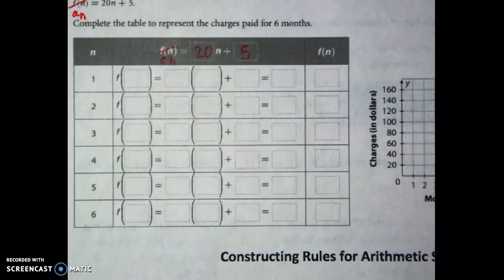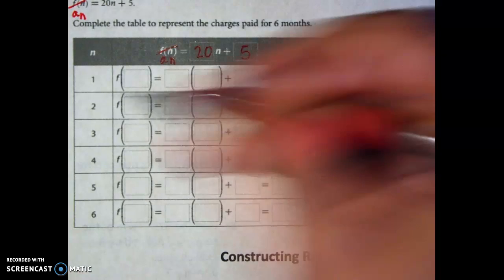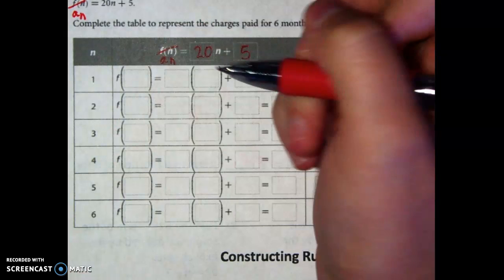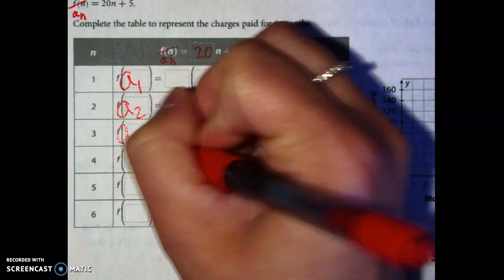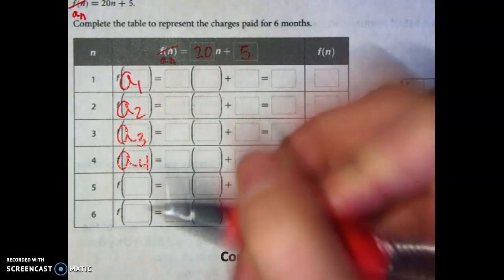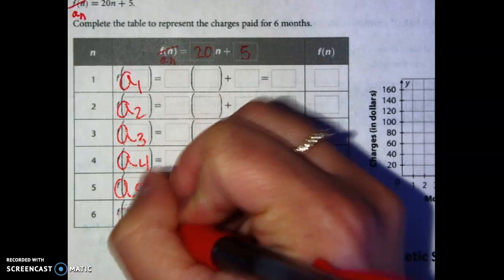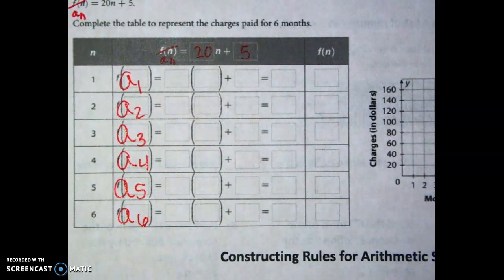Sort of. Okay, so we are going to finish out this table here, and we're going to kind of make do with what we got, because the table is kind of set up weird. But basically, instead of this f of whatever, this is just going to be a sub 1. This will be a sub 2, a sub 3, a sub 4, a sub 5, and a sub 6. So we're kind of skipping the f of whatever thing.